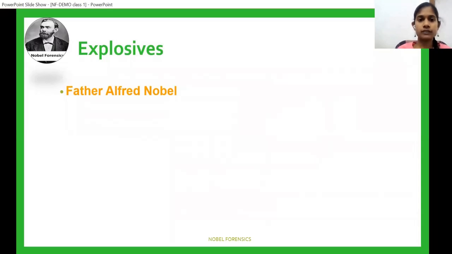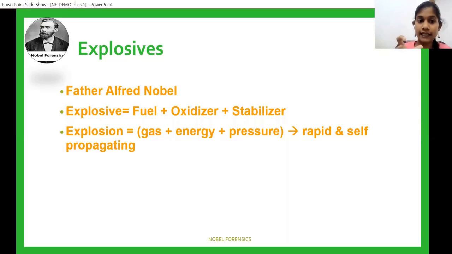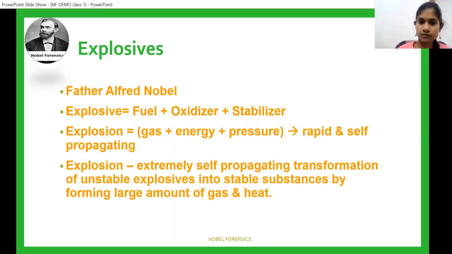You know that the father of explosives is Alfred Nobel, because he discovered dynamite. And see here, explosive is a material and explosion is a process. Explosive is a material which contains a fuel, oxidizer, and stabilizer. And explosion, in explosion there is gas, energy, pressure, production of gas, energy, pressure with rapid and self-propagating, that is explosion.